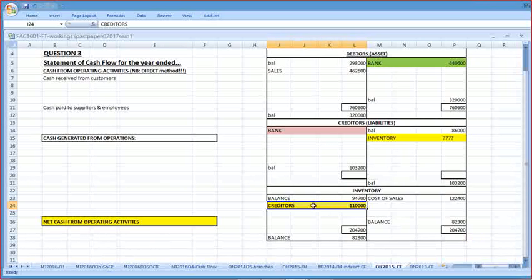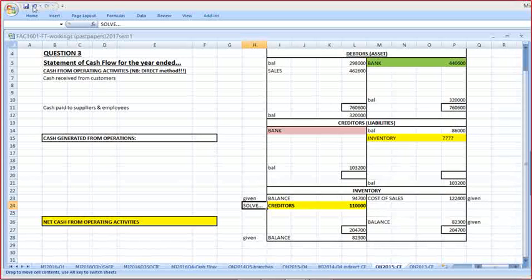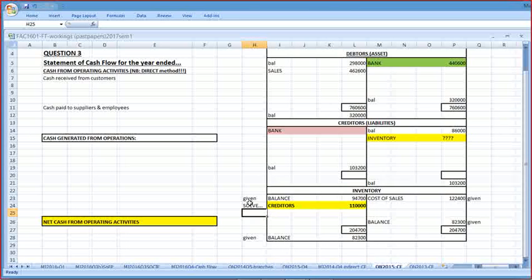In order to get creditors, I'm going to have to put the opening balances and the closing balances and the cost of sales that was given. So given here, opening given, closing given. Solve. Alright, so that's what you need to work out first. Okay. It's this. The amount that you've actually bought.